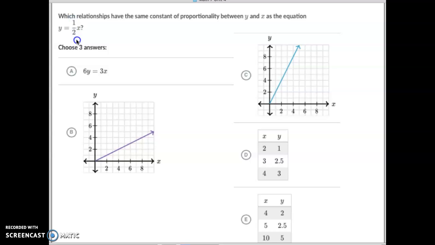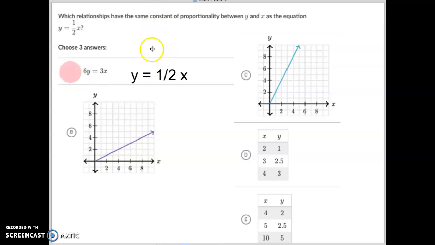In order to get that, if you're in equation form like this, you need to get this into a y equals form. You'll notice that y currently is being multiplied by 6 right here. What's the opposite of multiply by 6? Divide by 6. So this would be y equals 3 divided by 6x. And by the way, what does 3 divided by 6 simplify to? Oh yeah, 1/2. So this one would work. Yep, that has the exact same thing. So boom, we're good there.